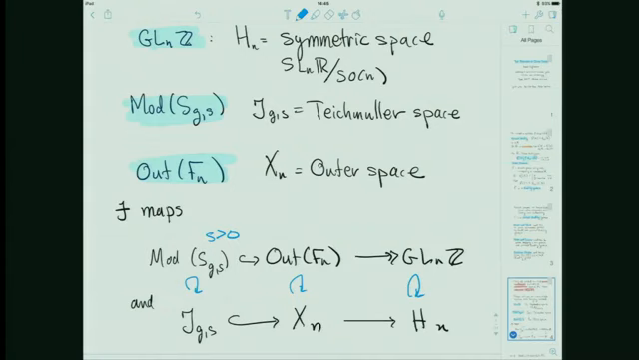So all of these questions about GLNZ, mapping class groups and Out(Fn) are related. You often try to prove things about one kind of group in the family by looking at what you can do for other kinds of groups in the family, and sometimes exploit these maps.